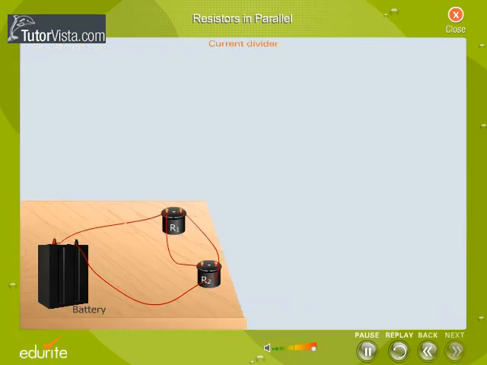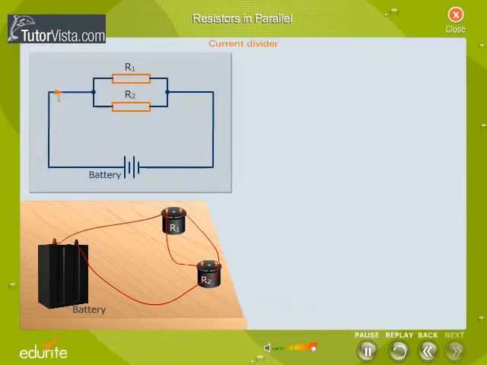Current divider. Two resistors connected parallel to each other act as a current divider. Let us consider two resistors R1 and R2 connected in parallel as shown here. The potential difference across each resistor is the same. V is equal to I1 R1, that is equal to I2 R2. The total current is equal to I, that is equal to I1 plus I2. The potential difference across the parallel combination of R1 and R2 is also V.